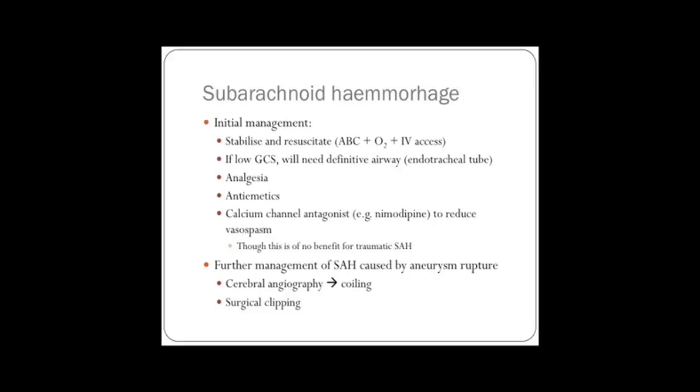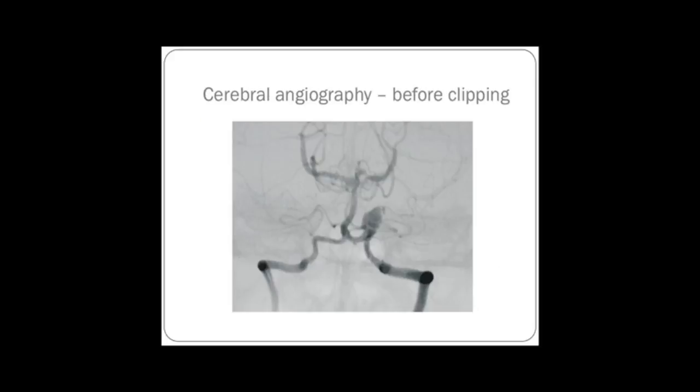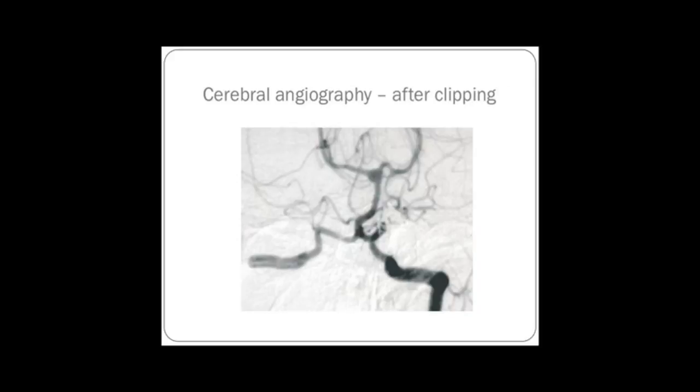Now, further management of a subarachnoid hemorrhage caused by a ruptured aneurysm may involve one of two options, either endovascular coiling or surgical clipping. This is an example of an angiogram showing an aneurysm in the left vertebral artery. Before the patient has had surgical clipping, you can see this area here, and then afterwards. So a clip is placed at the base of the aneurysm in order to tie off the base.